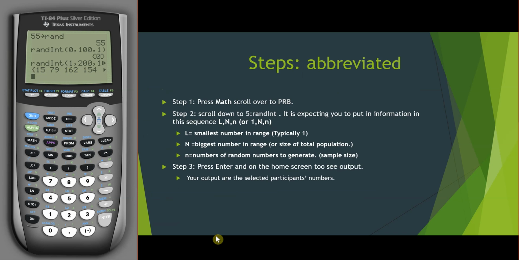So a quick recap of how to generate numbers after seeding. All you need to do is press math, scroll over to probability, press the number 5 for randInt, put in the smallest number in your range, the biggest number in your range, and how many numbers you want to generate. Make sure everything's separated by commas. Close parentheses, enter, and voila. That's how you generate random numbers in the TI-84.